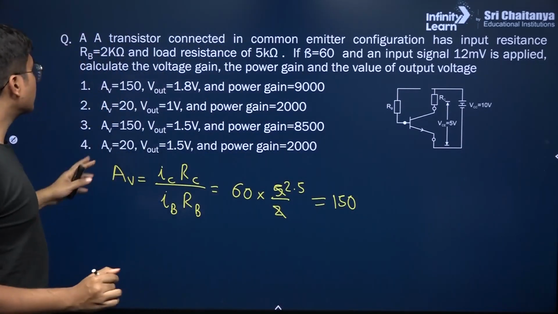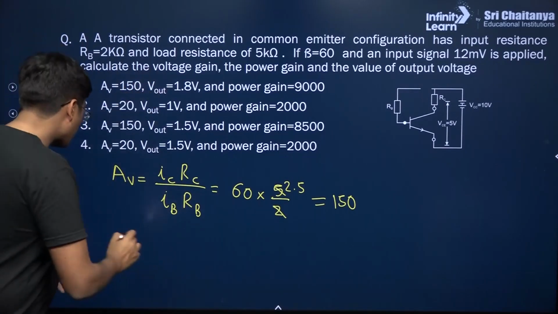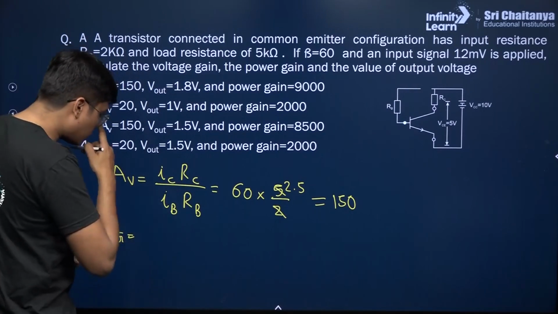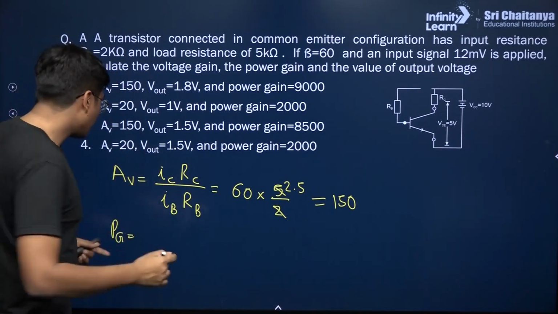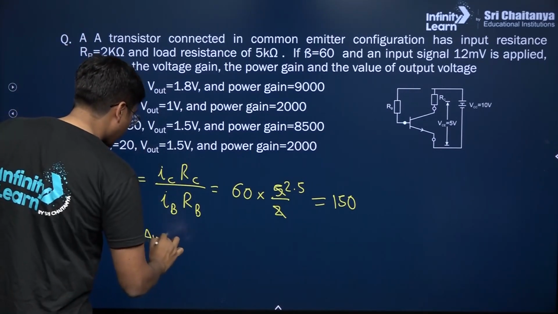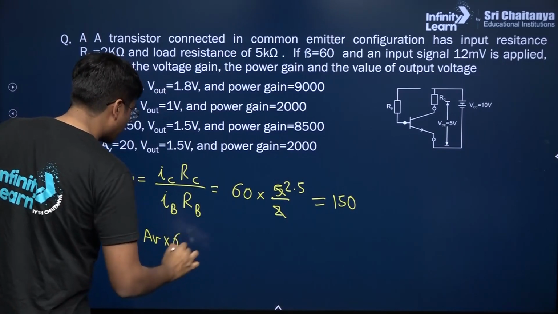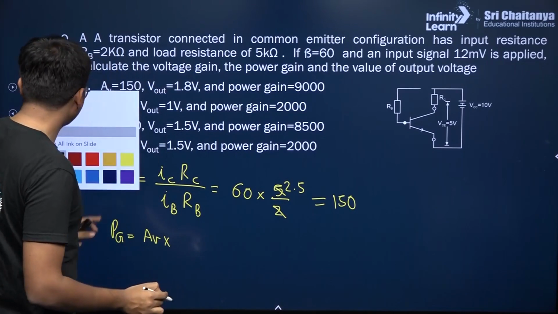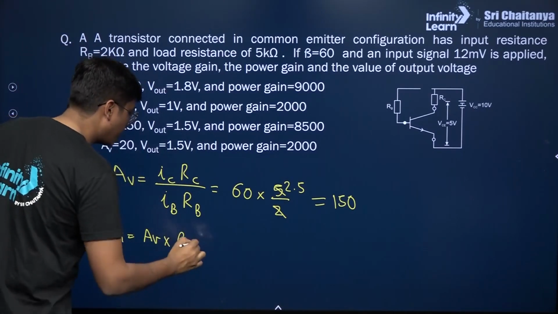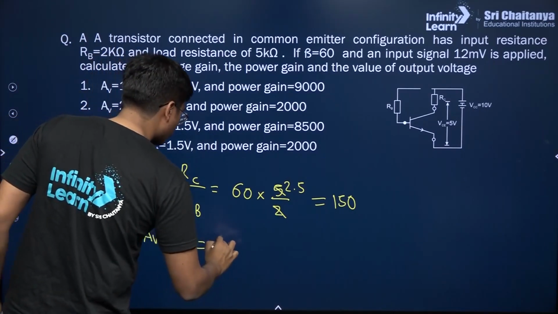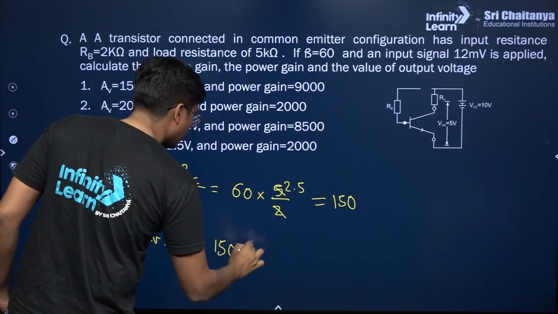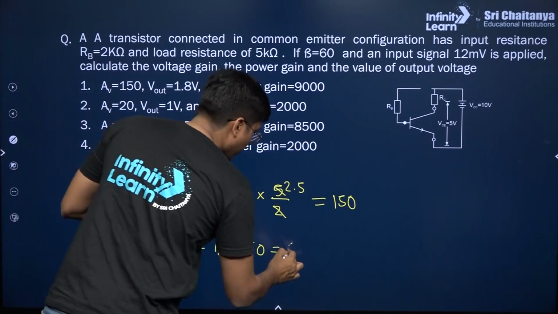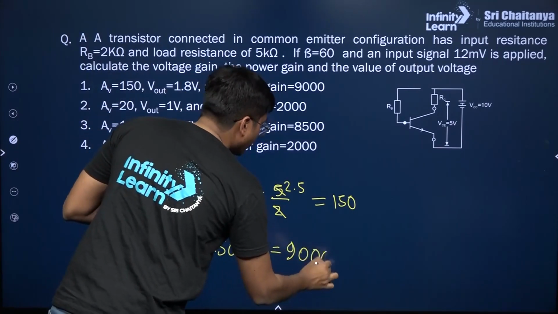Next thing we need is the power gain. Power gain PG is equal to the voltage gain into the current gain. So it's just AV into the current gain beta. AV into beta, so that is going to give you 150 into 60, that is equal to 9000. So we are already getting somewhere.